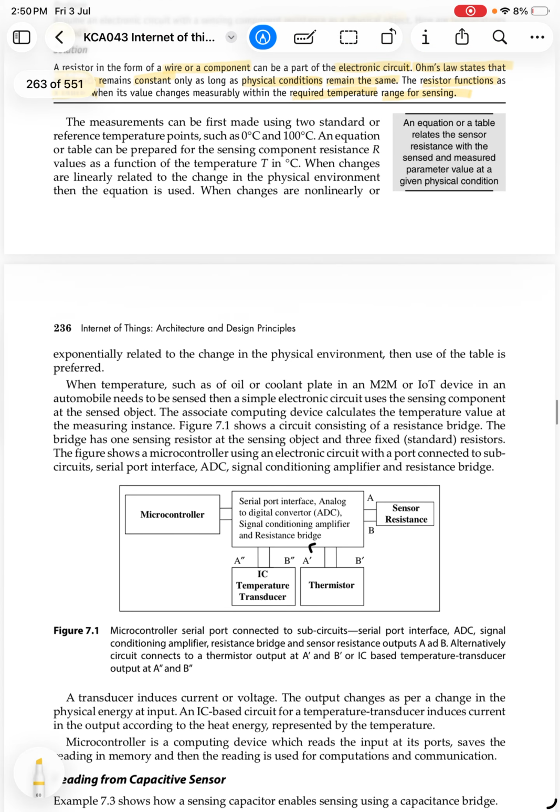The measurements can be first made using two standard or reference temperature points, such as 0 degrees Celsius and 100 degrees Celsius. An equation or table can be prepared for the sensing component resistance R values as a function of the temperature T in degrees Celsius. When changes are linearly related to the change in the physical environment, then the equation is used. When changes are non-linearly or exponentially related to the change in the physical environment, then use of the table is preferred.